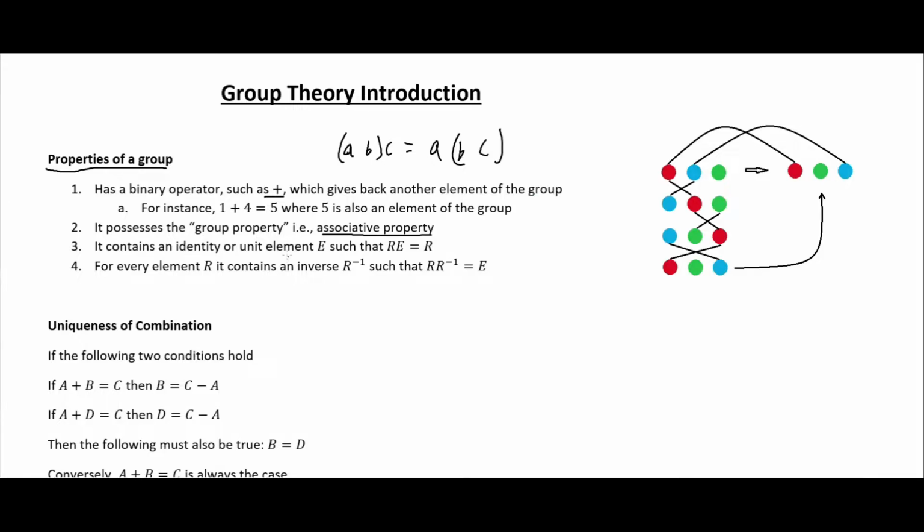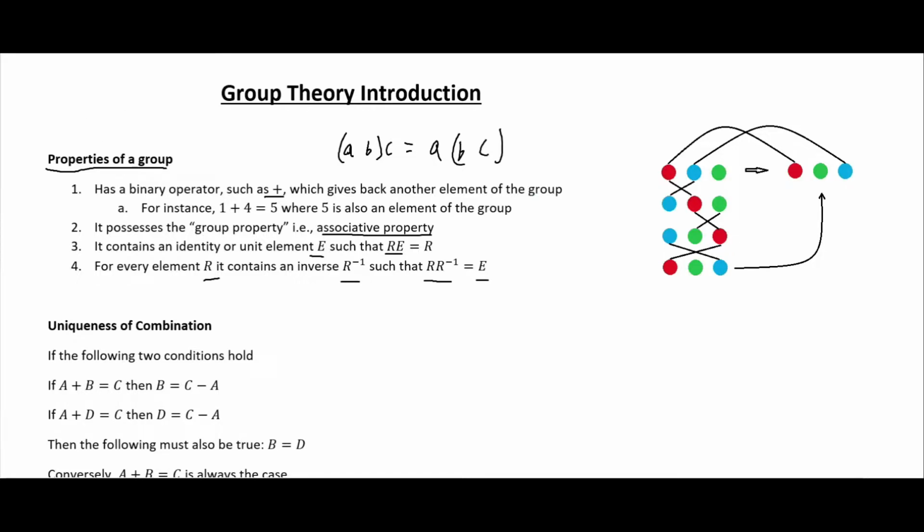It also contains an identity element, E, such that when you perform the operation on an element of your group with the identity, it just gives you the element of your group back. And for every element R, it also contains an inverse, which when you perform the binary operation on both of those together, gives you back the identity element.